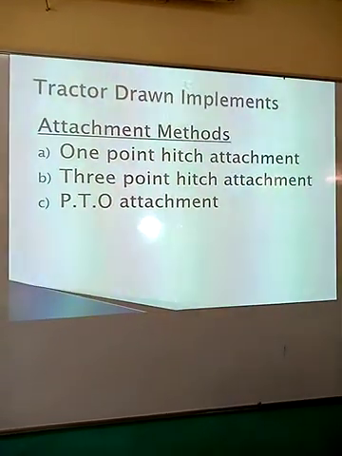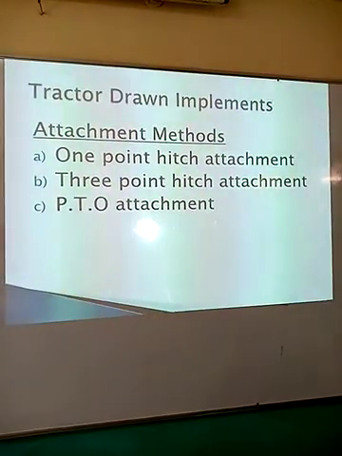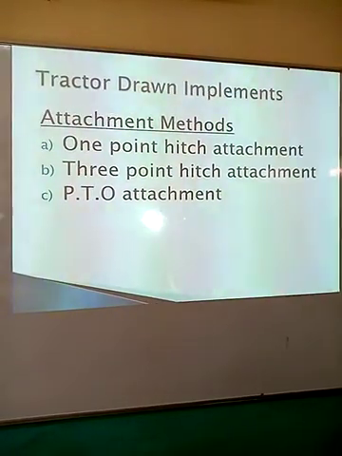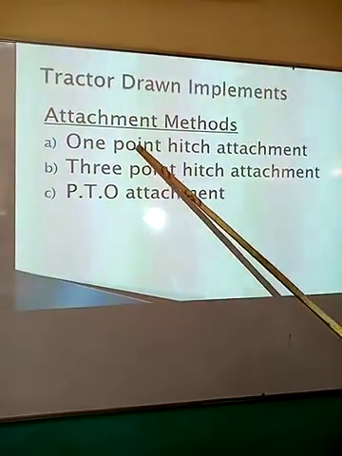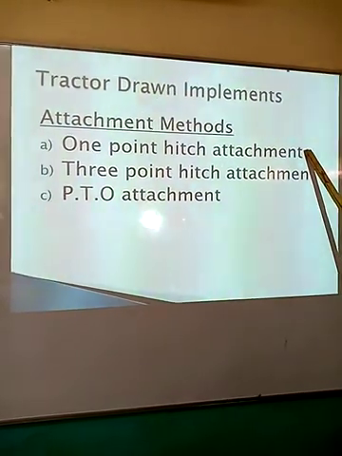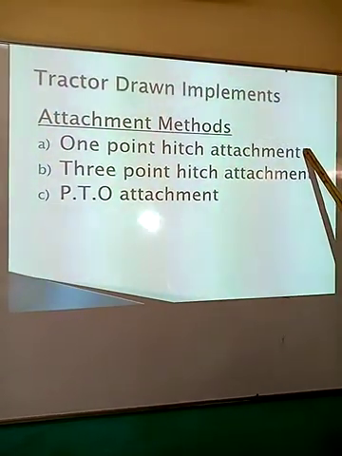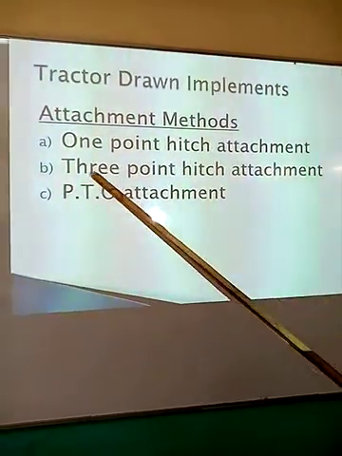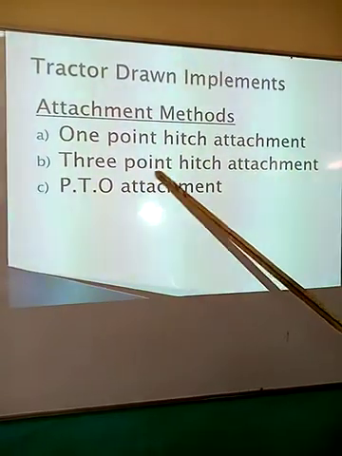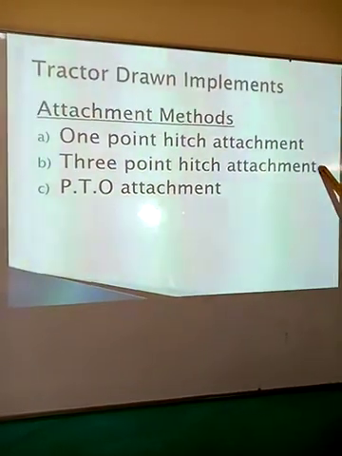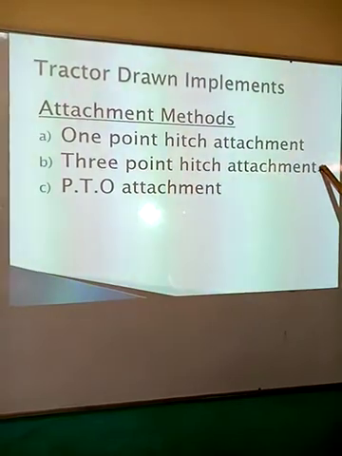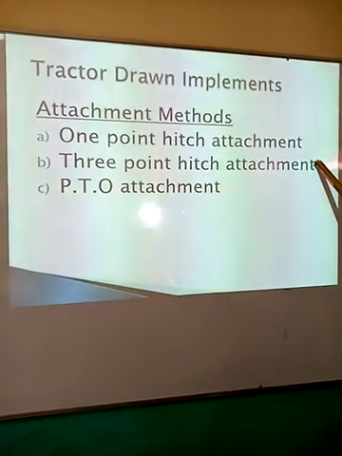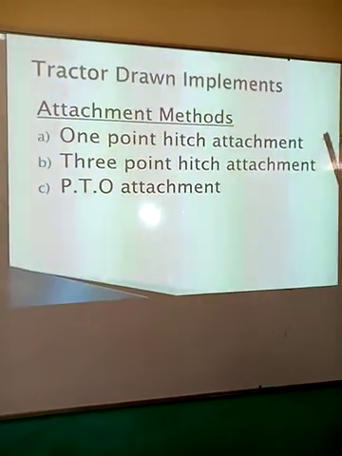So how are implements attached to the tractor? There are three attachment methods. One, there's what we call one-point hitch attachment, or you can call it drawbar attachment because they will be attached to the drawbar of a tractor. Two, there's what we call three-point hitch attachment. There will be 3 points on the tractor to which the implement will be attached.